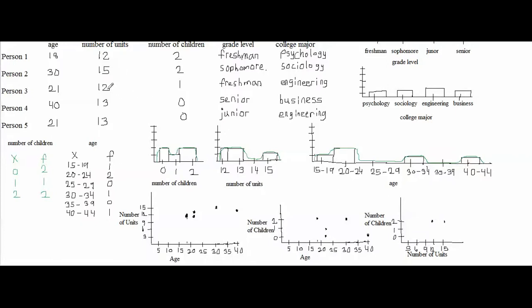Person 3 is taking 12 units and has 1 child. It would be right here. Person 4 is taking 13 units and has 0 children. 13 units is about right here, or maybe about right here, and 0 children is right here, and 13 units is about down here. Then the next person is the same, so we actually have another dot right above this dot right here.